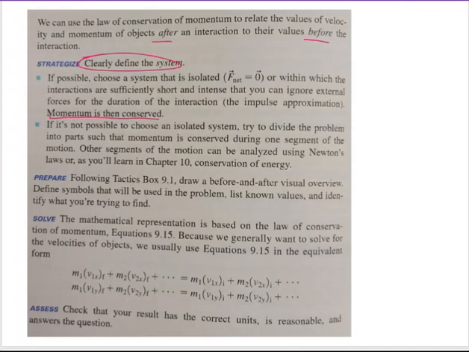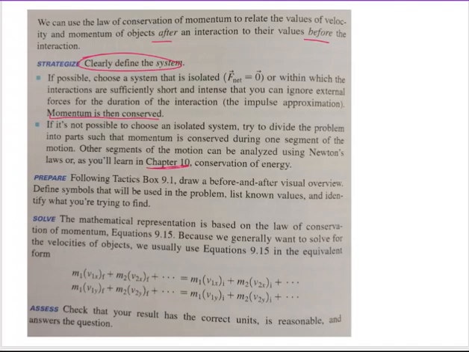If it's not possible to choose an isolated system, then try to divide the problem into parts so that at least you can conserve momentum for something. Other segments of the motion can be analyzed using Newton's laws or conservation of energy. What you're going to see is that conservation of momentum and conservation of energy, once we get to chapter 10, the next chapter, seriously simplify the work that you were doing earlier in this class. And you're going to love what we're doing now and in chapter 10 because it's way easier stuff.